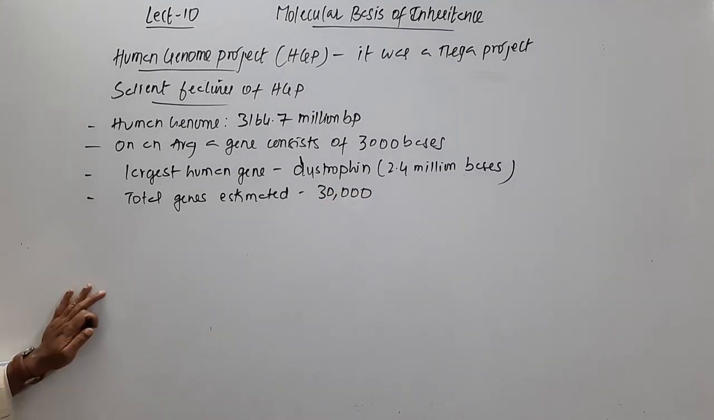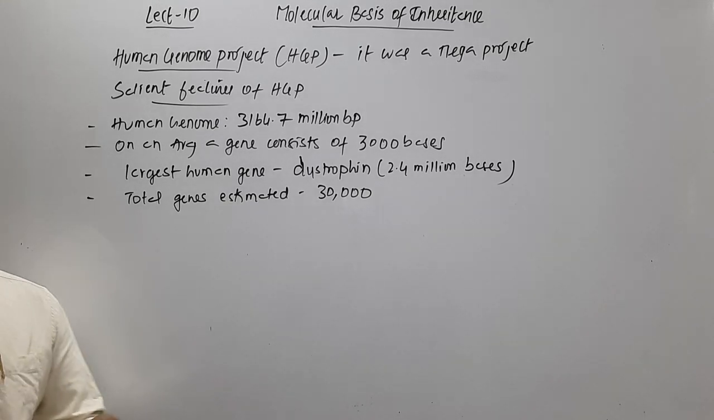30,000, but earlier we thought that there would be around 80,000 to 1,40,000 genes present. But to our surprise we came to know that that many genes are not present, that is from 80,000 to 1,40,000. So it had only 30,000 genes, estimated around 30,000 genes.